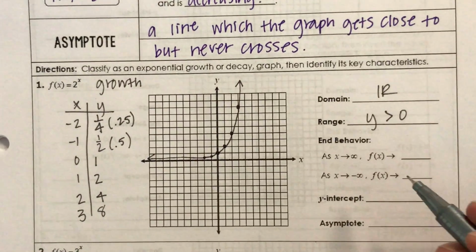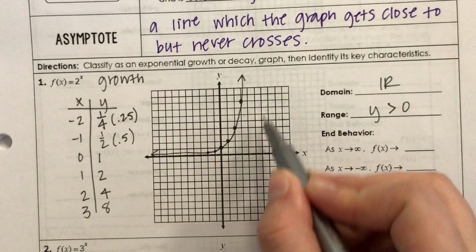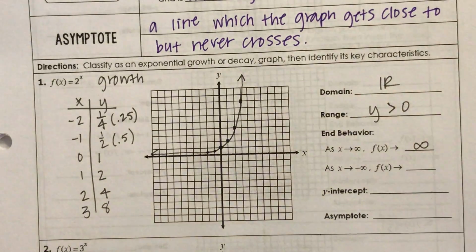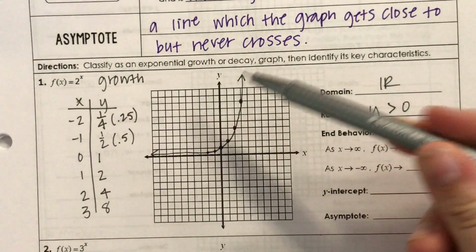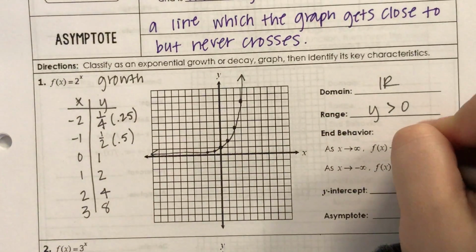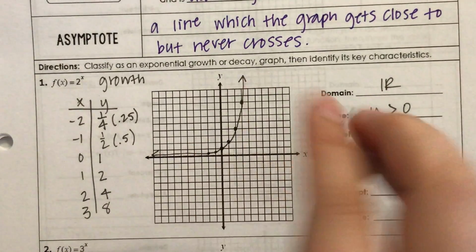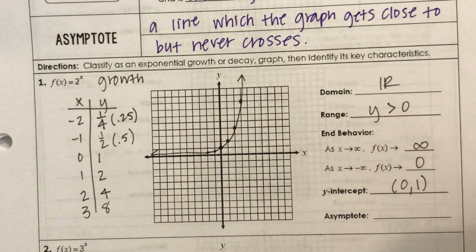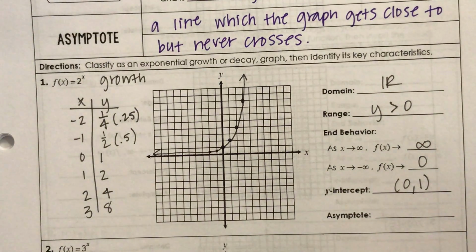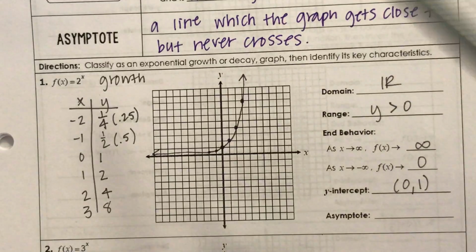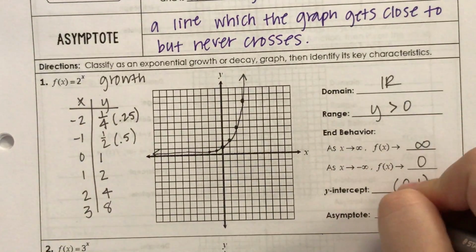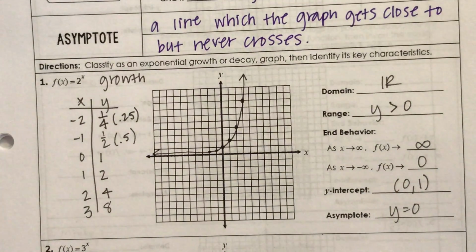Okay? End behavior, as x goes to infinity, y goes to infinity. As x goes to -infinity, y goes to 0. Not -infinity, because it can never, ever, ever cross 0. It's never going to touch it even. Okay? Y-intercept, (0, 1). Okay? And my asymptote for this graph, the line that this graph gets very close to but never crosses, is y equals 0. Okay? And that's how you graph that guy.